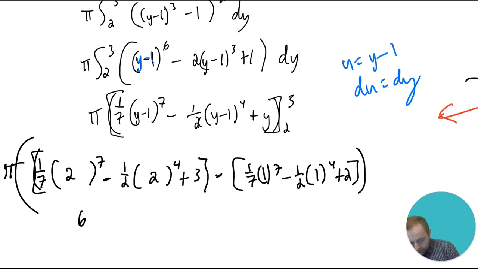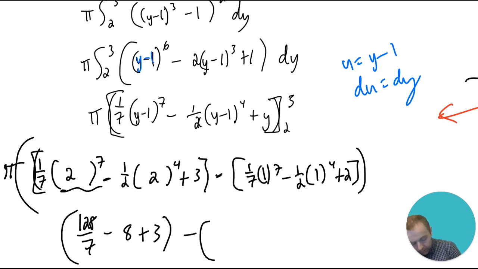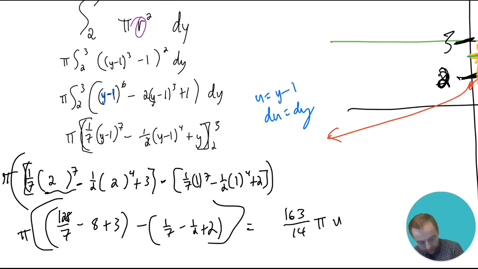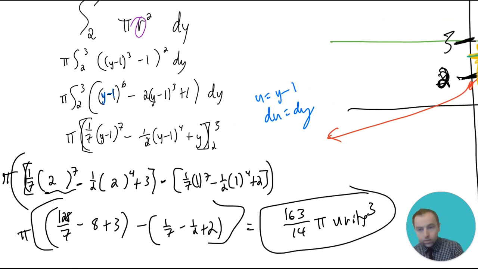This becomes 2 to the 7th is 128, so it's 128 sevenths. And then 2 to the 4th is 16, and half of that is 8. Plus 3. Minus, and then you get 1/7 minus 1/2 plus 2 going on right there, and all that gets multiplied by pi. Okay, and then you work through all of that and do all the fraction work. You're going to end up with a solution of 163 over 14 pi, and that would be in cubic units.